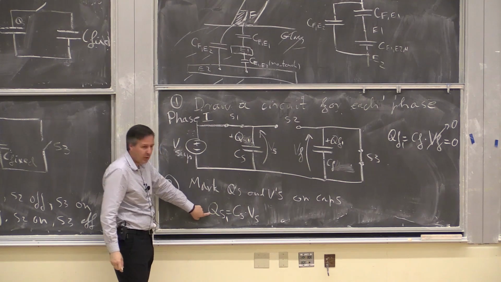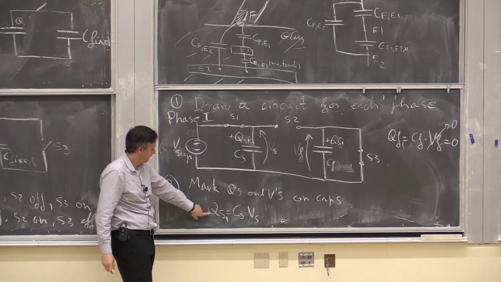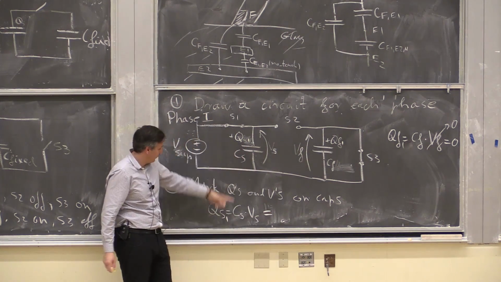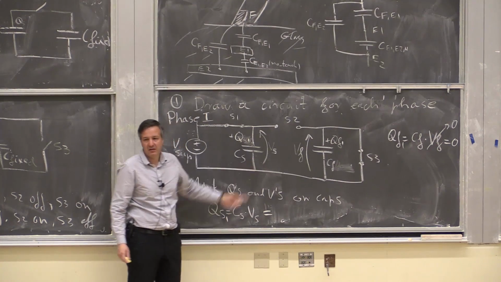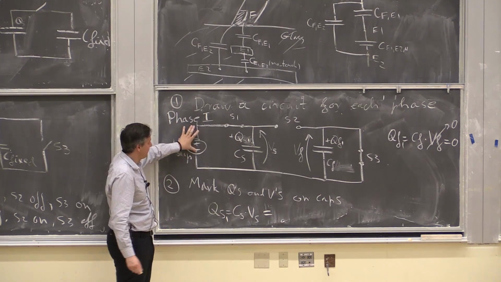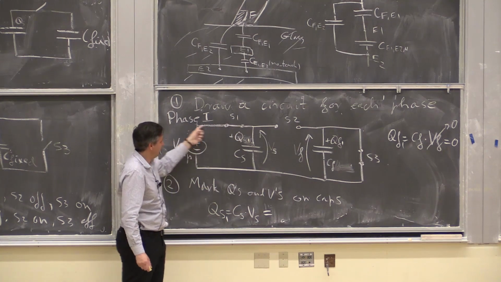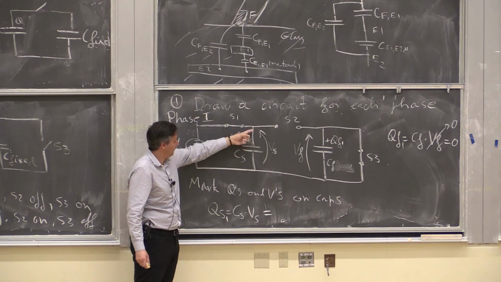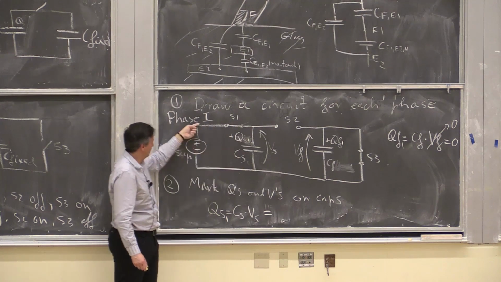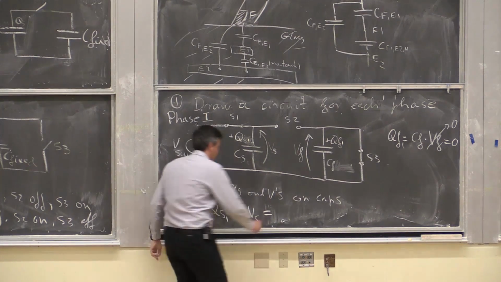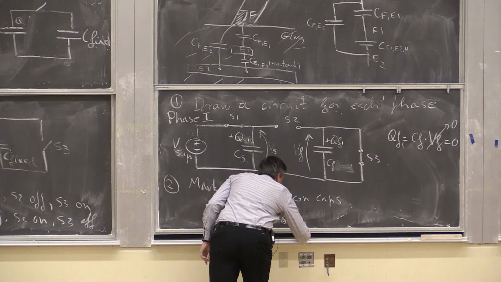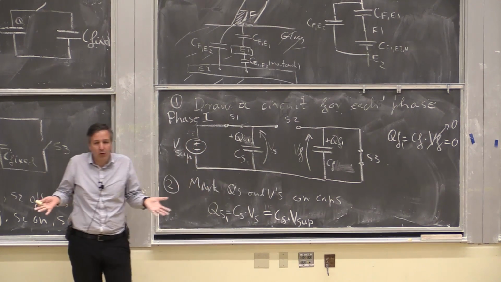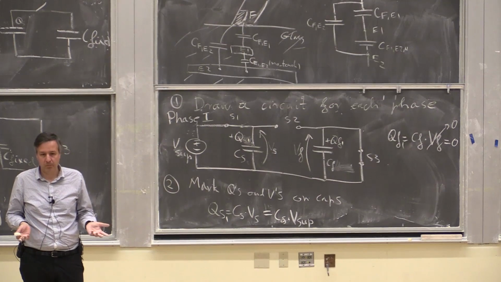Okay, what is QS1? Well, to determine that, we already have it. It's CS times VS, but what is VS? VS is equal to V supply, right? This is an ideal wire, this is an ideal wire. So basically VS is the potential difference between these two nodes. Those are the same nodes as the supply, right? So it's CS times V supply. Okay, so this is all we can find out from phase 1, right?